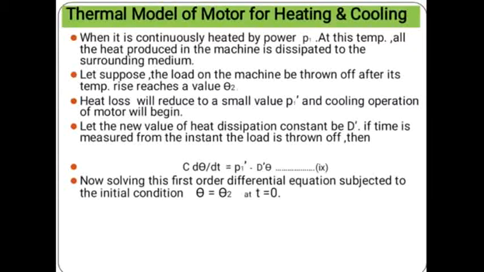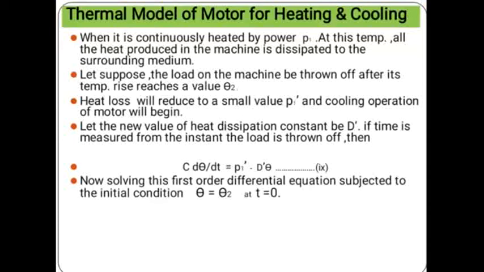to the surrounding medium. Let's suppose the load on the machine is thrown off after its temperature rise reaches a value θ2. Then the heat loss will reduce to a small value P1 dash and the cooling operation of the motor will begin. Let the new value of the heat dissipation constant be capital D dash. If time is measured from the instant the load is thrown off, then the equation will be written as C dθ/dt equals P1 dash minus capital D dash θ. That is our ninth equation.